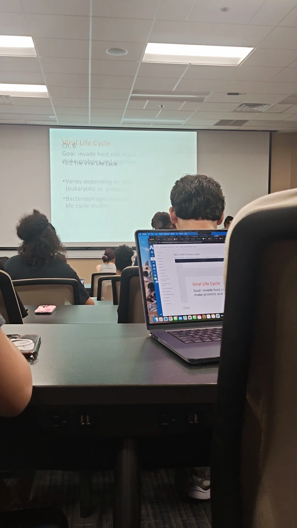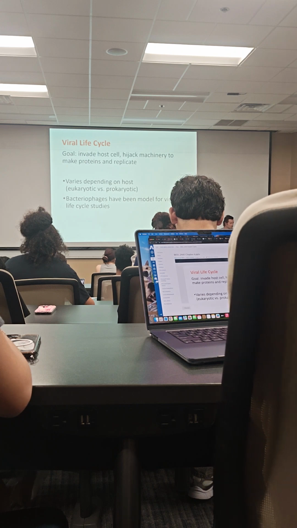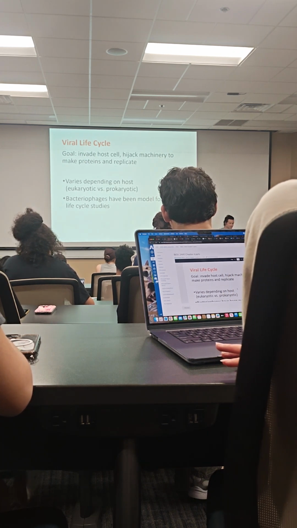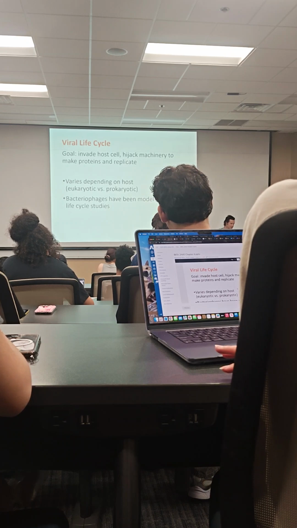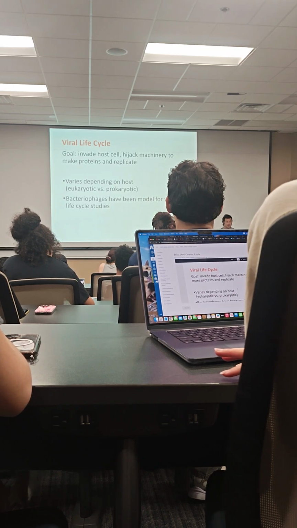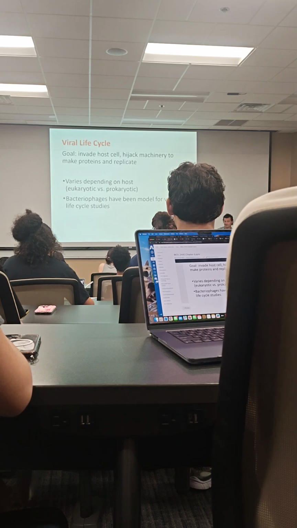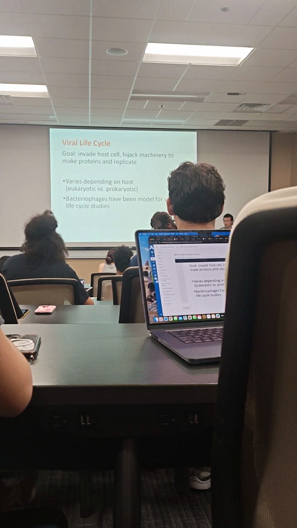Okay, let's go to life cycles. Once again, goal, take over the host and make your babies. It's going to be different if it's bacteriophage versus if it's eukaryotic. Let's do bacteriophage first because it is simpler and it's easier to do these studies. Sometimes it's more ethically apt to do these studies because we don't care about killing millions of microbes, and sometimes we feel bad about killing rats and bunnies.